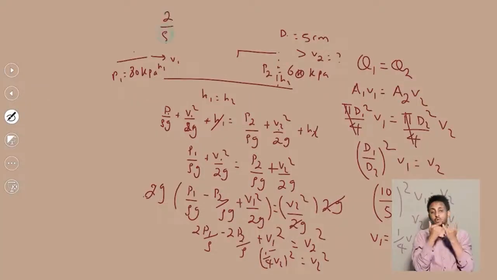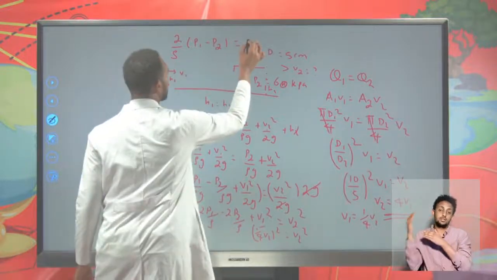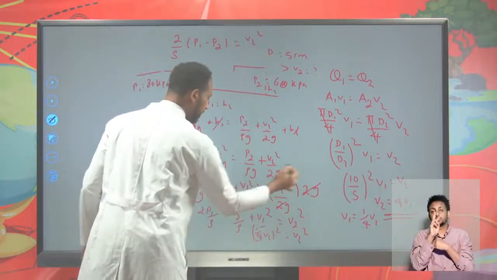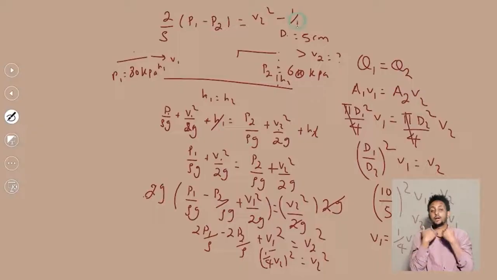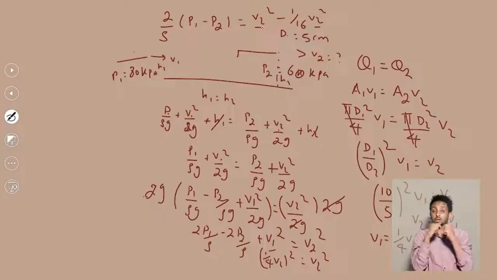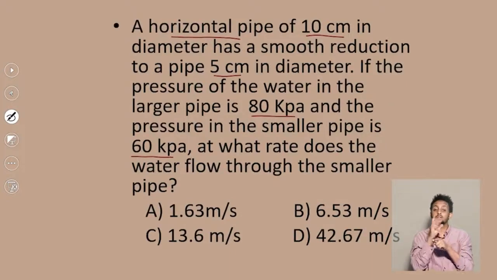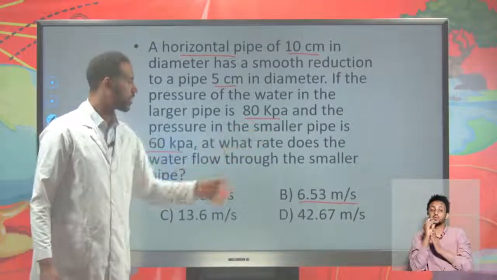2 over rho times P1 minus P2 equals V2 squared minus 1 over, as you square 4, you can have 1 over 16 V2 squared. So V2 and V2 are the same. We can take it as a common factor and find the answer. As you calculate, you can find the answer to be 6.53 meters per second. This is the rate at which the water flows as it passes through the smaller pipe.